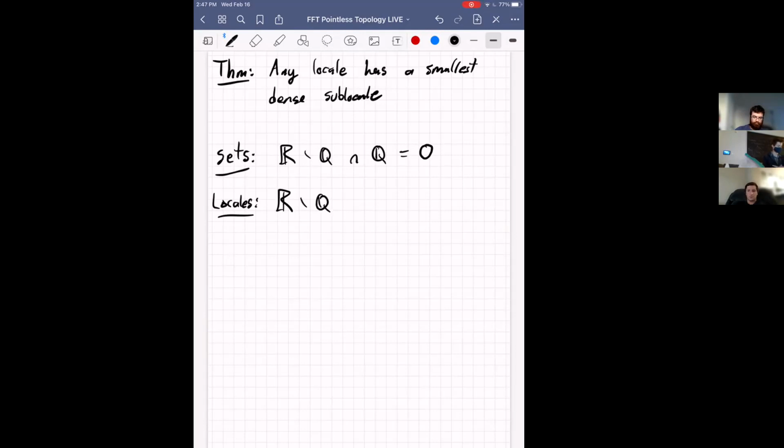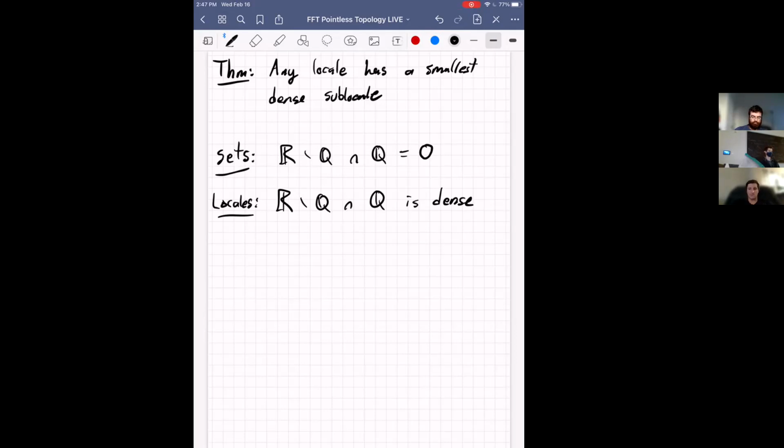So in locale world, R mod Q intersects Q will be dense. And if you think about R mod Q, if you think about an open set in R, say an open ball, you're going to be able to tell apart the open sets just by what happens on the irrationals, or just by what happens on the rational numbers.